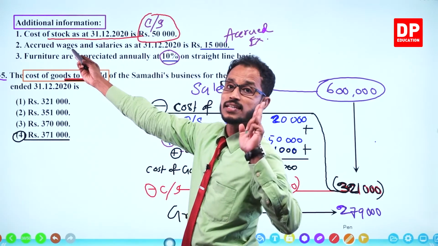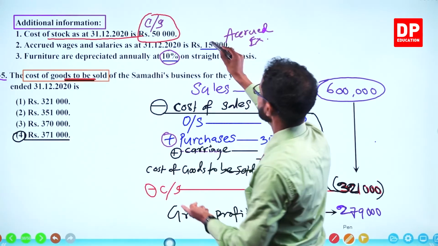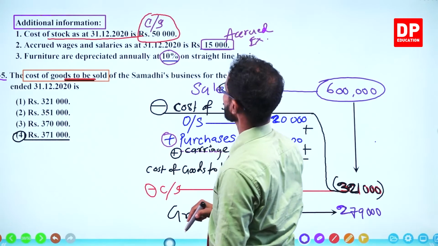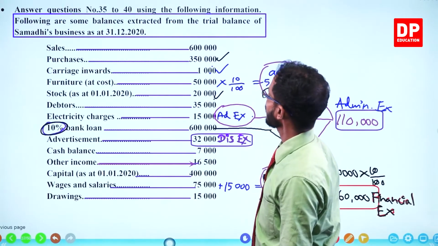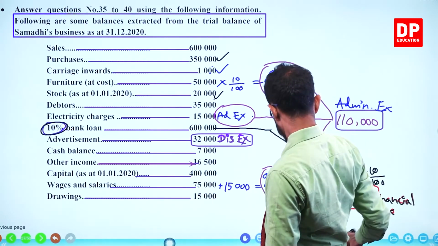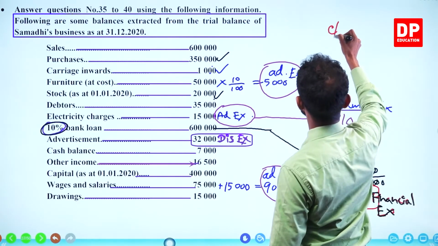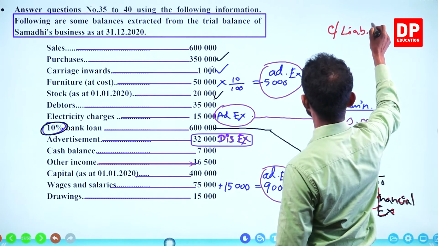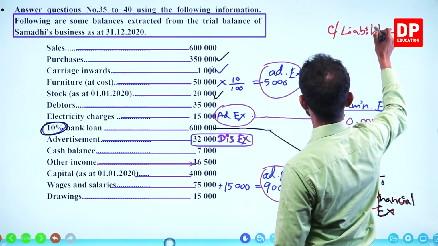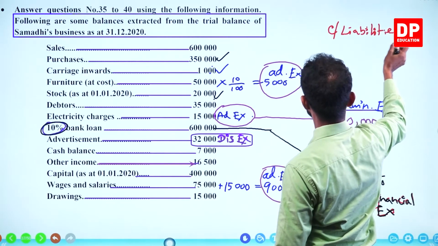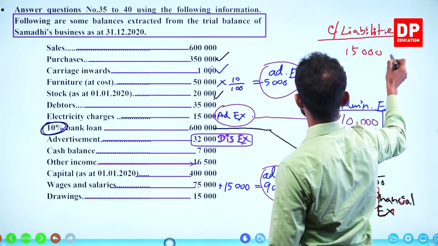Accrued wages is a current liability. That is a current liability, no doubt about that. We have 15,000 accrued wages. All right. Current liabilities. $15,000 accrued wages plus what else?